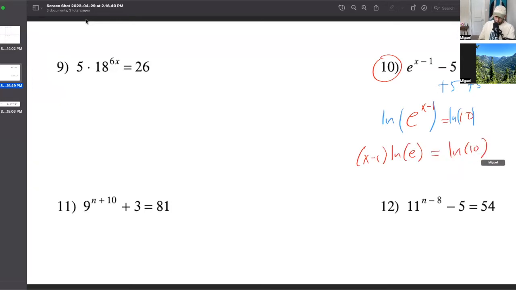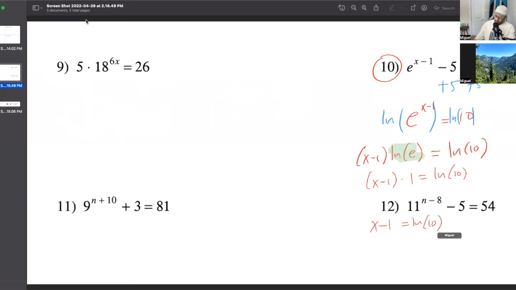Now, this is a special treat because hopefully we could identify what the natural log of e is going to be. If we don't, that's okay. We just continue to write everything out. And at the end, you're going to see that natural log of e is equal to 1, which is kind of nice because now we can have x minus 1 times 1 is equal to natural log of 10, which is the same thing as x minus 1 is equal to natural log of 10.